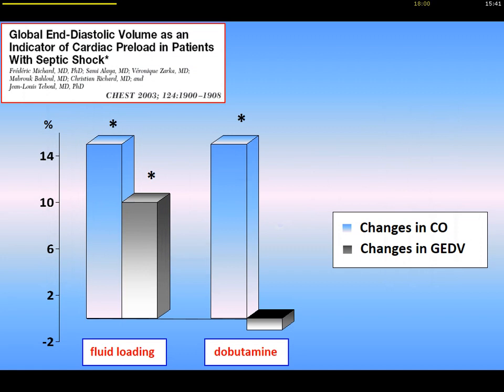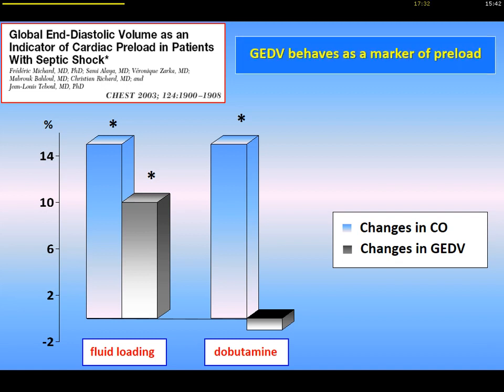With Frédéric Michard in the past, we tried to answer this question, and we gave fluids or we gave dobutamine to two different groups of patients. And for fluids as well as for dobutamine, cardiac output increased. But only for fluids, GEDV increased. For dobutamine, GEDV did not change. So, in fact, this study brings some arguments to think that GEDV behaves as a marker of preload, because it does not increase with dobutamine, but it can increase with fluids.